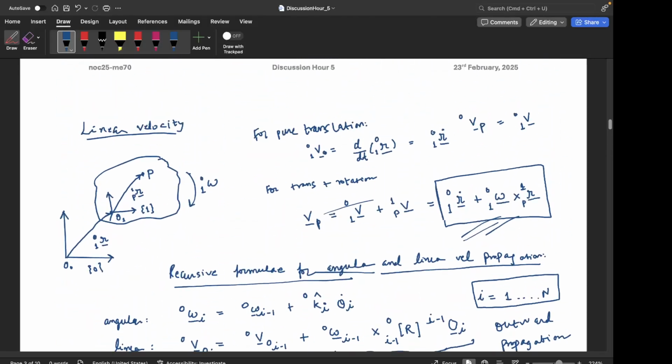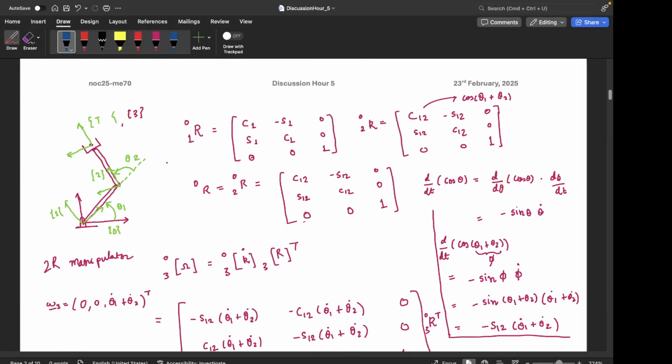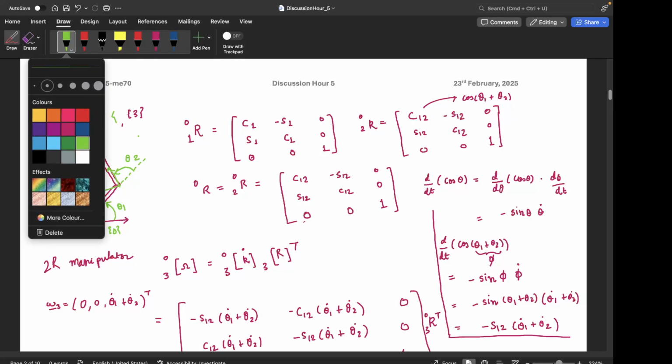So again, just recall the convention that we are using. Frame 0 is fixed, frame 1 is rotated by angle theta 1, frame 2 is rotated with respect to frame 1 by theta 2, and the tool frame, or frame 3, is basically parallel to frame 2.